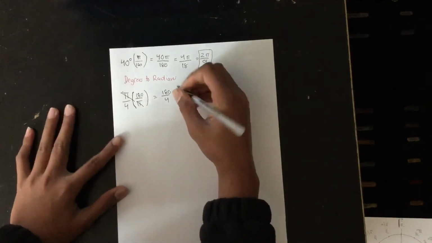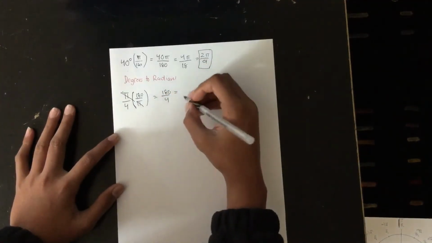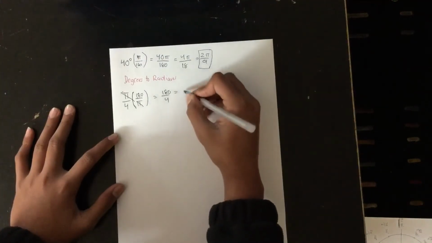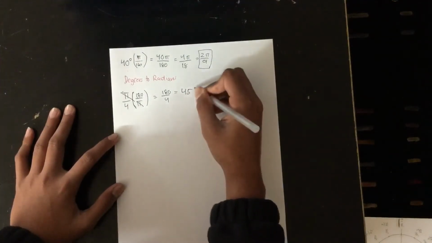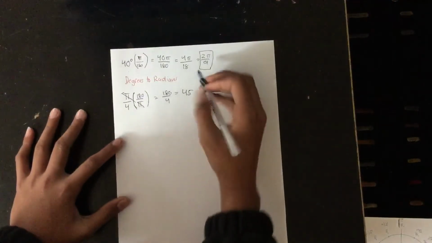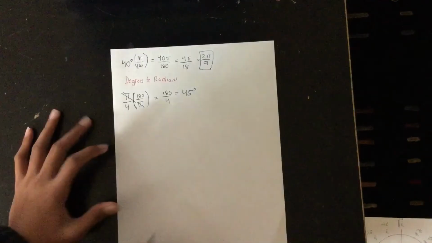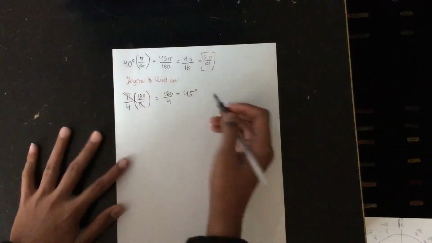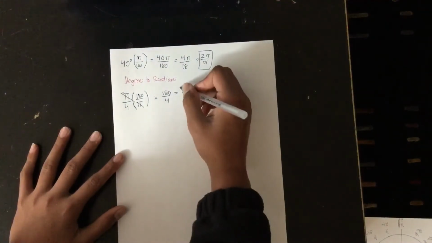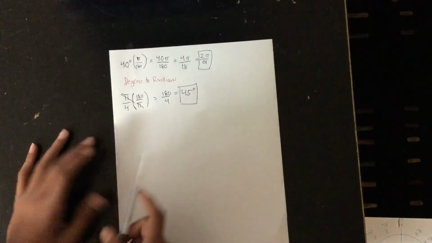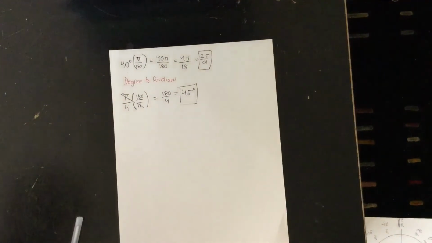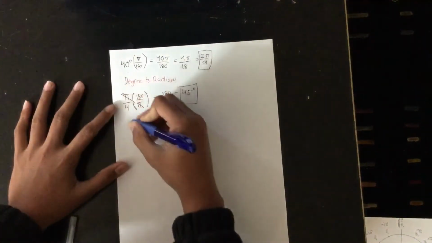Now, if I just divide this out, I get 45 degrees. Just kidding, you need the degree sign in order for it to be 45 degrees. So now, that is your final answer. And that is how you go from radians to degrees.